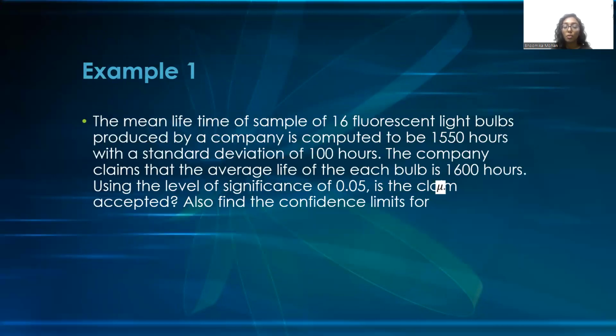Now let's talk about some examples. Example 1. The mean lifetime of a sample of 16 fluorescent light bulbs produced by a company is computed to be 1550 hours with a standard deviation of 100 hours. The company claims that the average life of each bulb is 1600 hours. Using the level of significance of 0.05, is the claim accepted? Also find the confidence limits for mu.